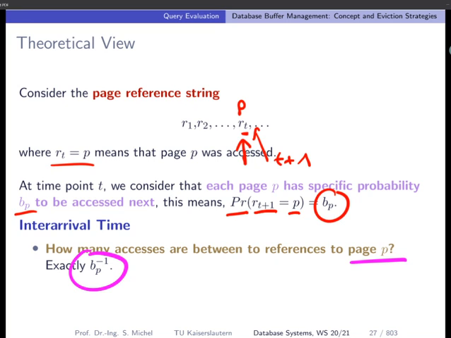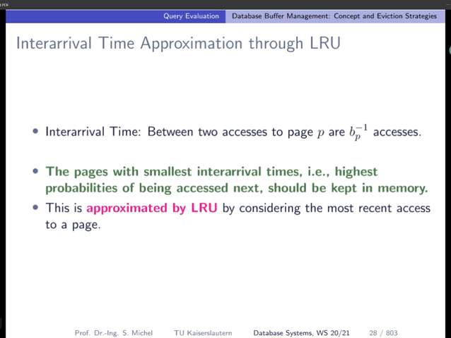So this looks a bit funny right now. Why do we look at this now? But there's a very strong connection between this theoretical view and how LRU works. The time between two accesses to a certain page is also called inter-arrival time. And this is exactly this 1 divided by BP.